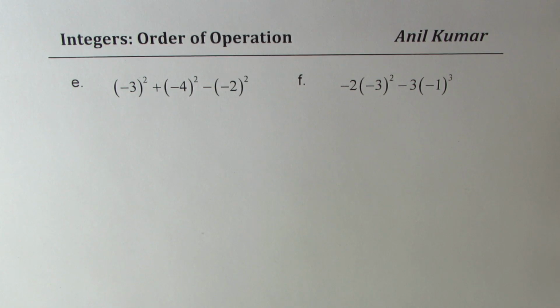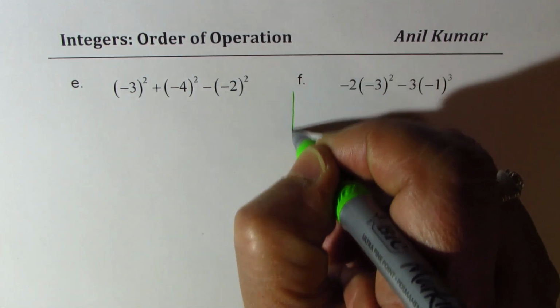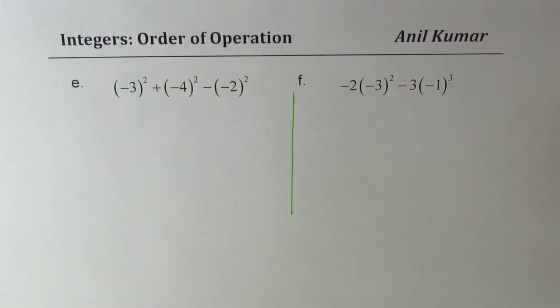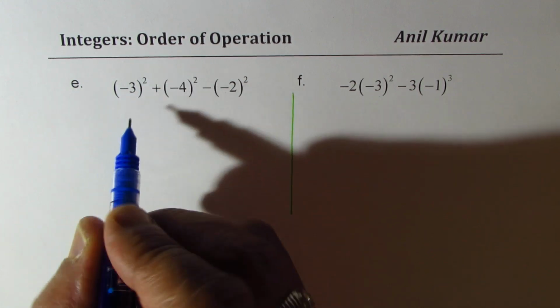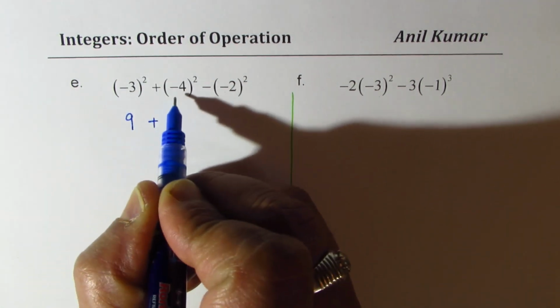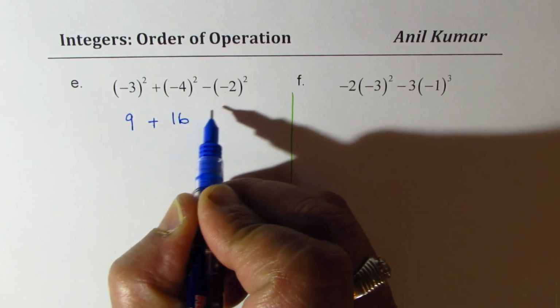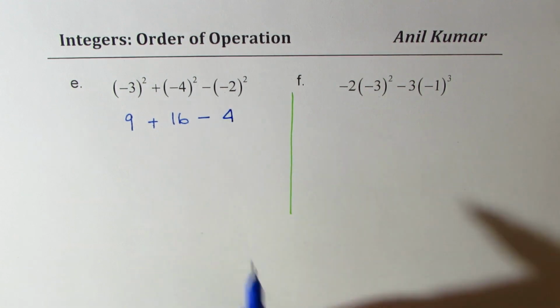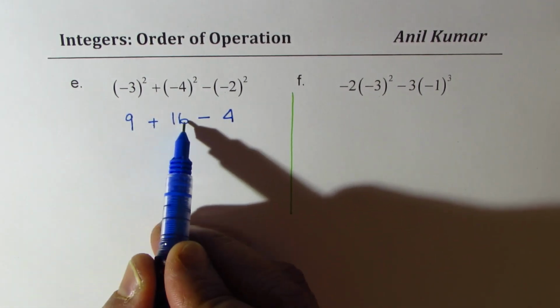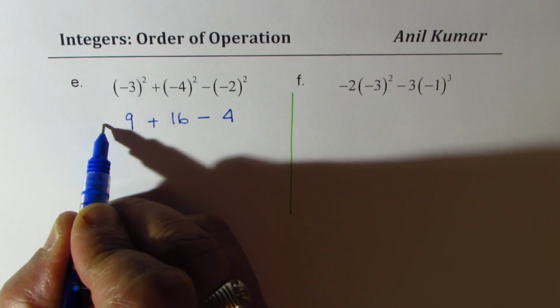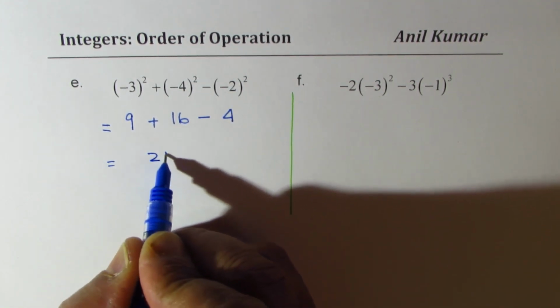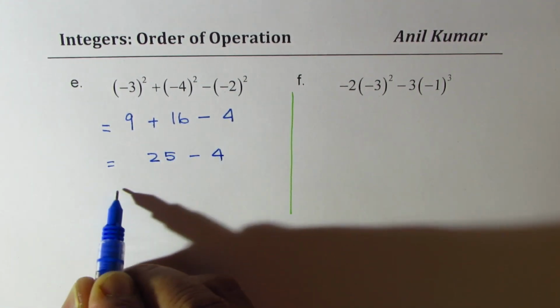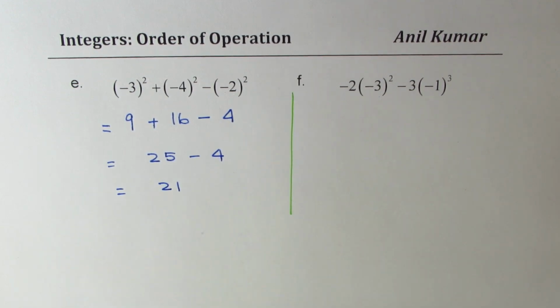The last two examples are before you. You should pause the video and do them yourself. Here is my solution. The square of a negative number is positive, so we get 9 here. The square of a negative number is positive, 16. Negative. The square of a negative number is positive 4. Correct? Now you combine these two. 9 plus 16 is equal to 25. And we'll take away 4, getting 21 as our result.